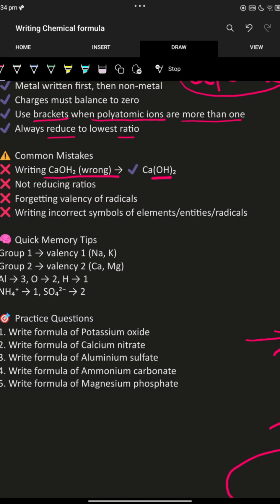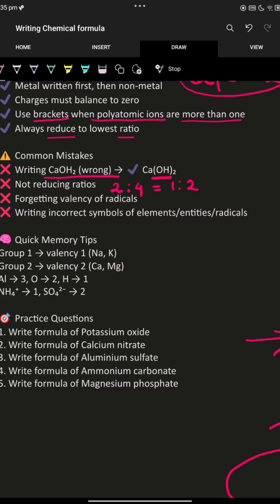Ca(OH)2, OH whole twice. If you write CaOH2, that means hydrogen is 2, oxygen is 1. But the moment you write Ca(OH)2, OH is whole twice here. That means oxygen is also 2, hydrogen is also 2. Another mistake is not reducing the ratios. Suppose the ratio of the metal to the counter ion is 2:4. So you have to reduce it to 1:2.